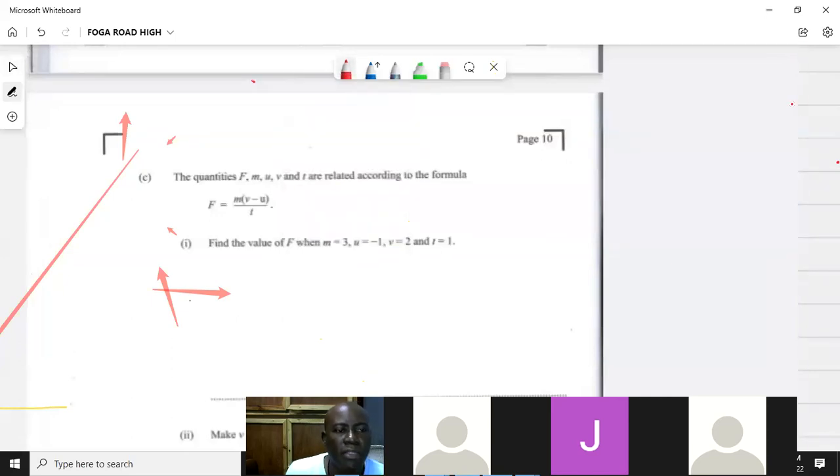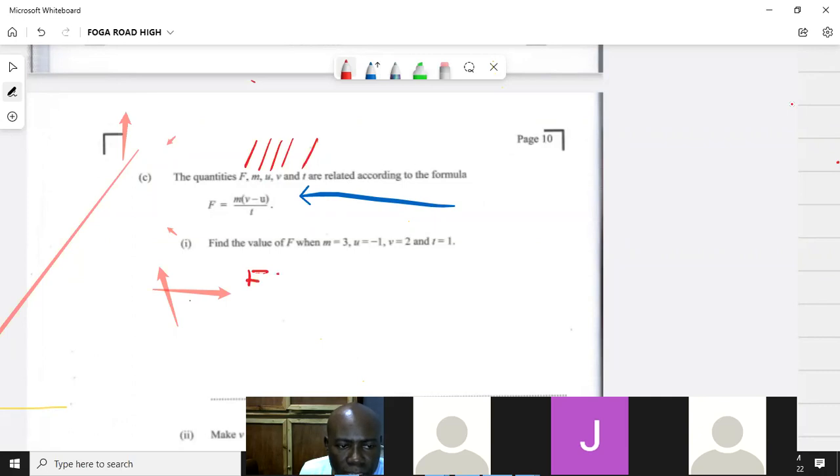It says the quantities F, M, U, V, and T are related according to the formula. There it is. So we're looking at that formula. No problem. Now, the question says, find the value of f when m is equal to 3, u is equal to that. All we have to do is to substitute.